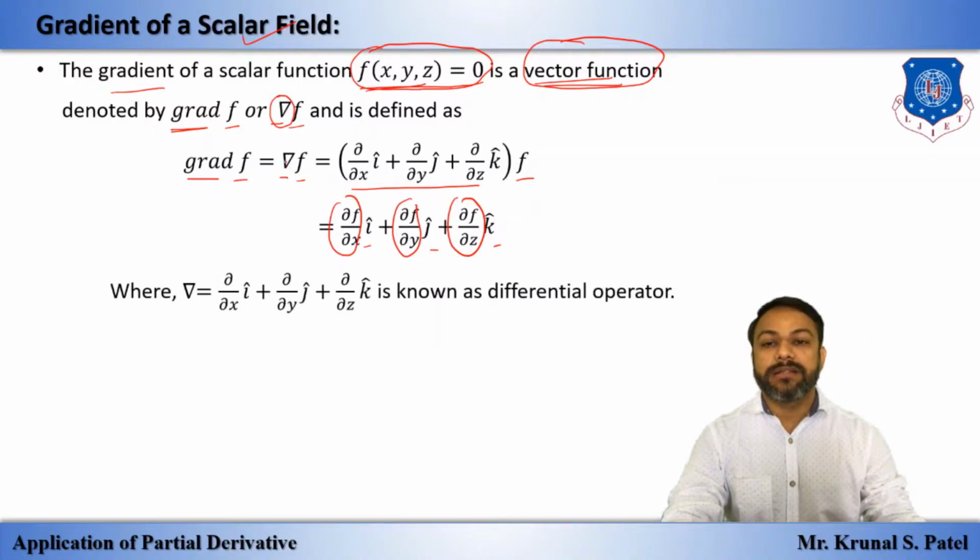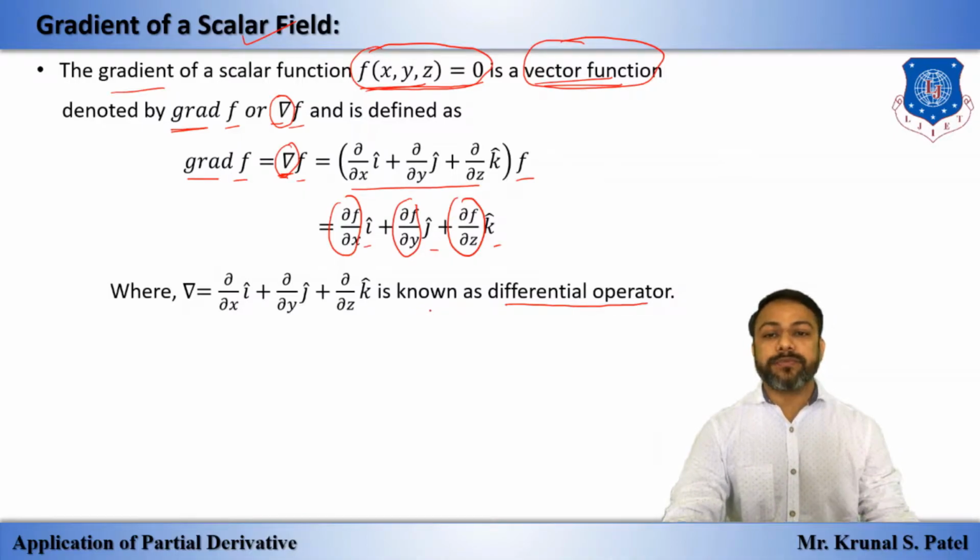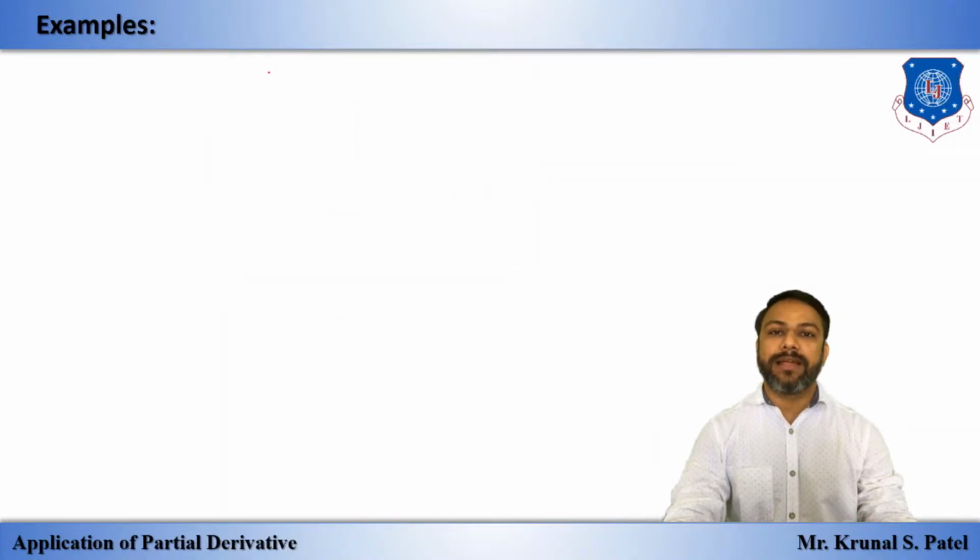And here this del is equal to del by del x into i cap plus del by del y into j cap plus del by del z into k cap, and it is known as the differential operator. So this del is known as a differential operator here. Now, how do we find the gradient of any scalar function or scalar field? Let's have a look at an example.